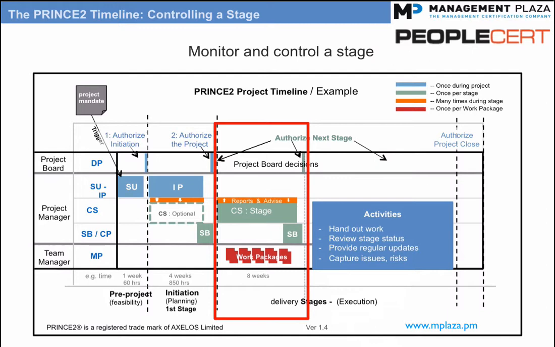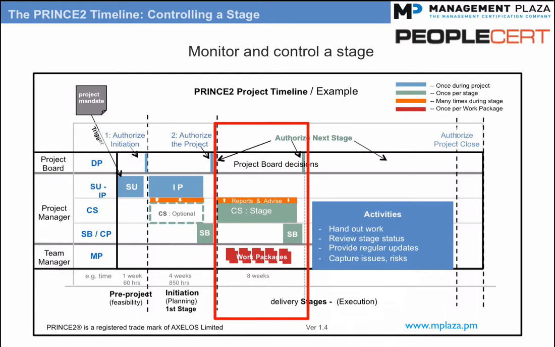They continually review the stage status, so where they are now compared to the stage plan. They provide regular updates to the project board. They capture and examine issues and risks and escalate to the project board if necessary. And they take corrective action to solve smaller issues within their tolerance.